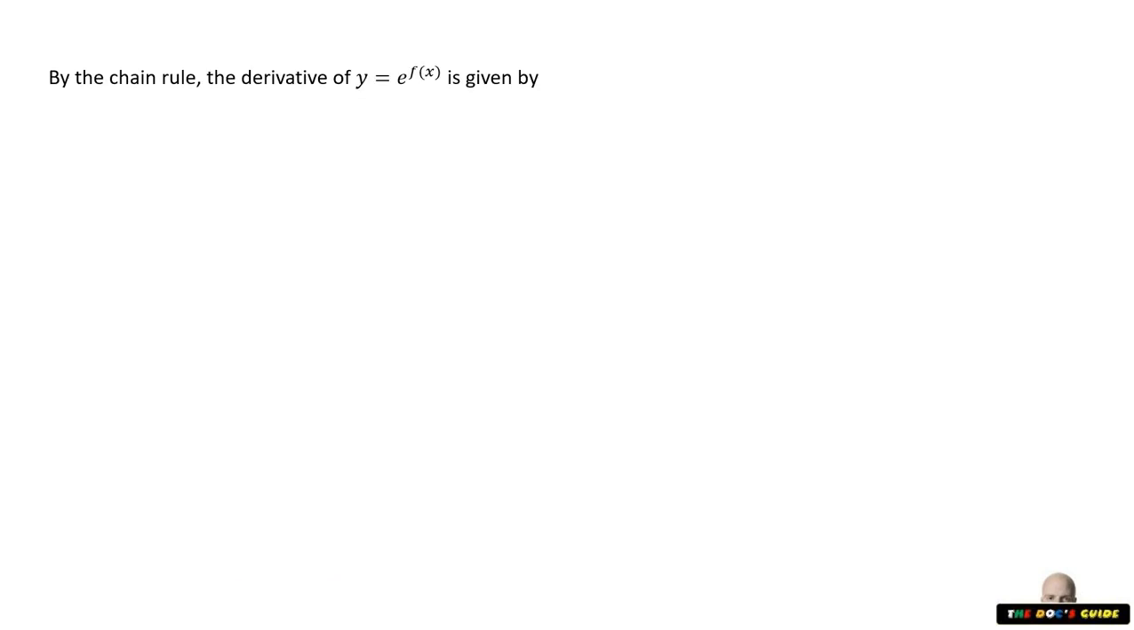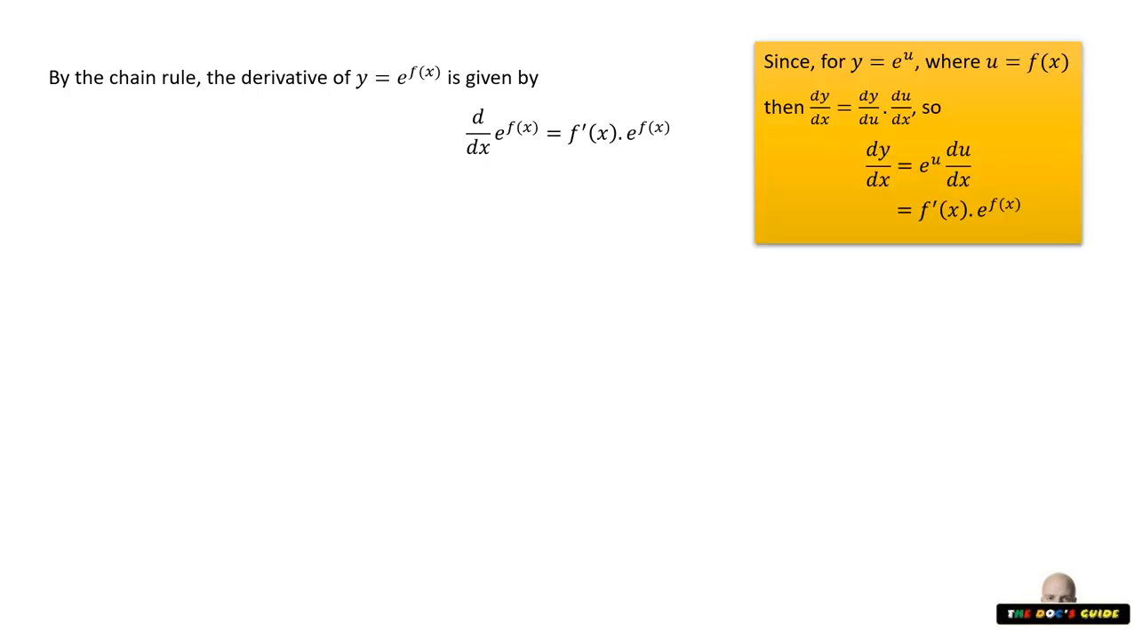Now, if we have something more complicated than just e to the x, so e to the f of x, then by the chain rule, the derivative of e to the f of x is f dashed of x times e to the f of x. Now this is what we'll use 99% of the time without thinking more about it. But again, it's worth knowing where this comes from in case you encounter that 1% problem.